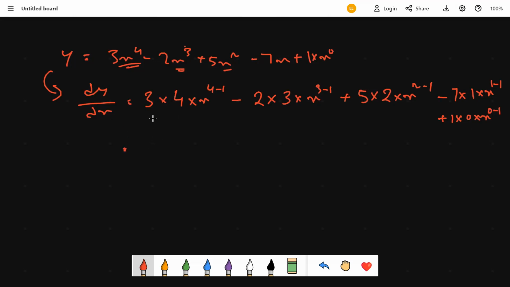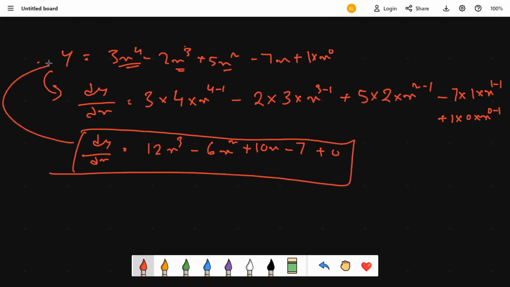Finally, we get the value of what? 3 times 4 is 12, x cubed minus 6x squared plus 10x minus 7, and we get a value of 0. So that is our differentiation value of that equation. Okay. The differentiated value of that equation is 12x cubed minus 6x squared plus 10x minus 7 plus 0.